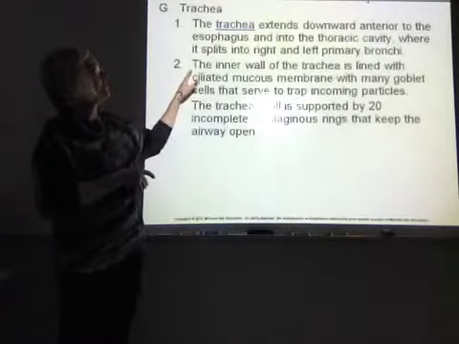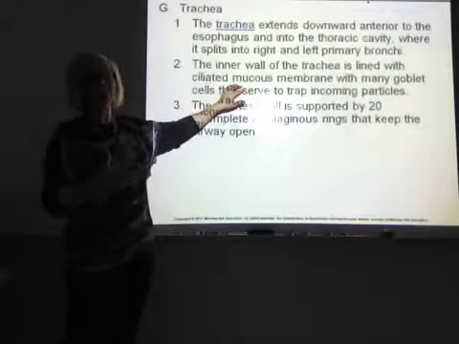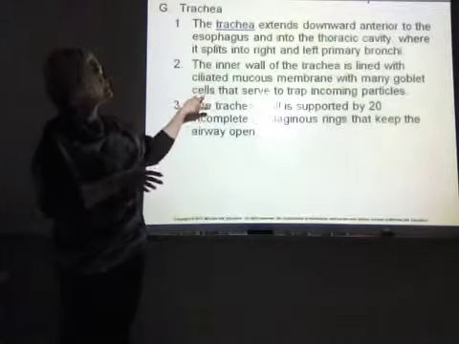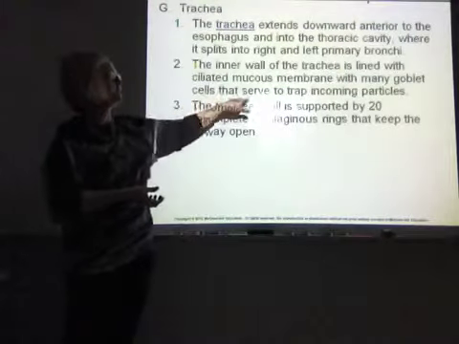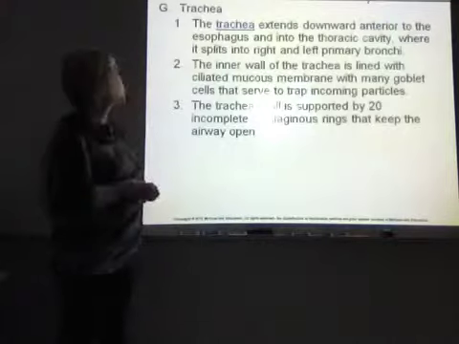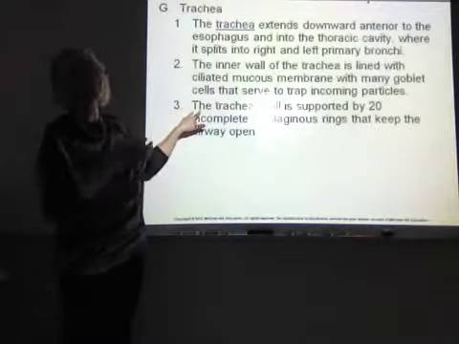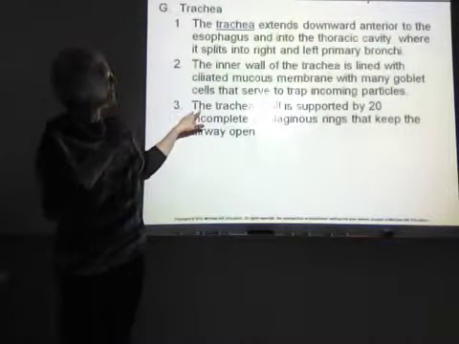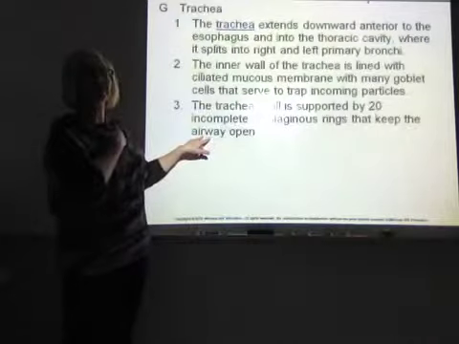The inner wall of the trachea is lined with ciliated mucous membrane, just like that picture that we looked at earlier. Lots of goblet cells are going to produce mucus that will trap incoming particles. The tracheal wall typically has 20, if you actually count, 20 incomplete rings that keep that airway open.